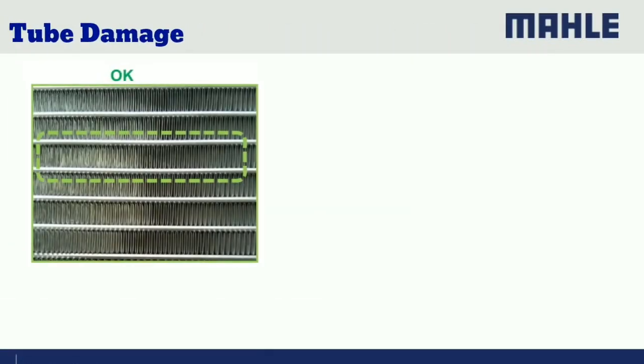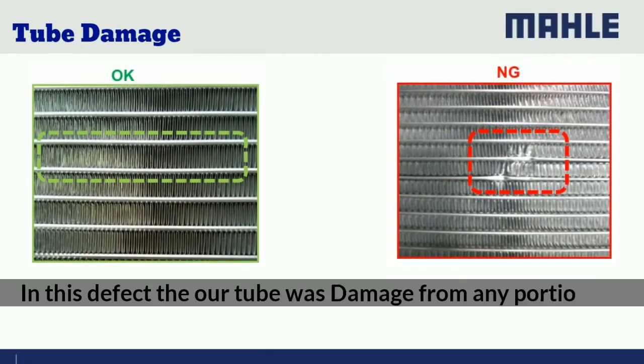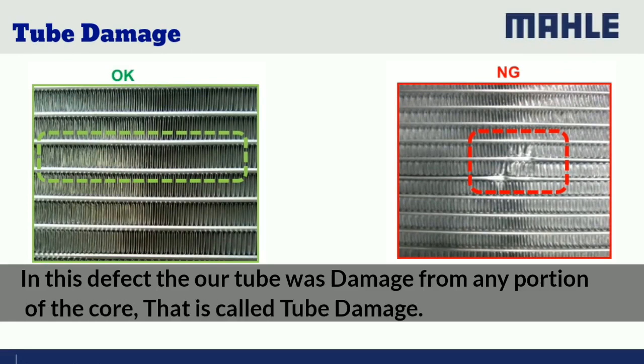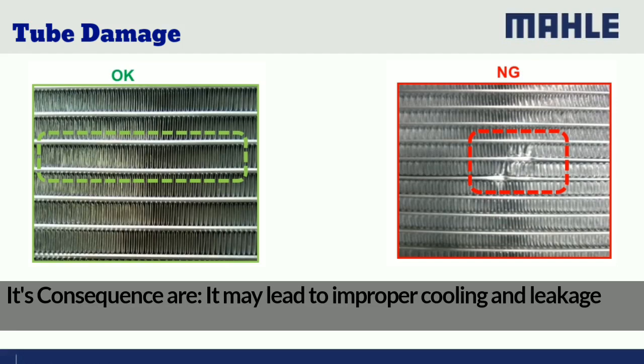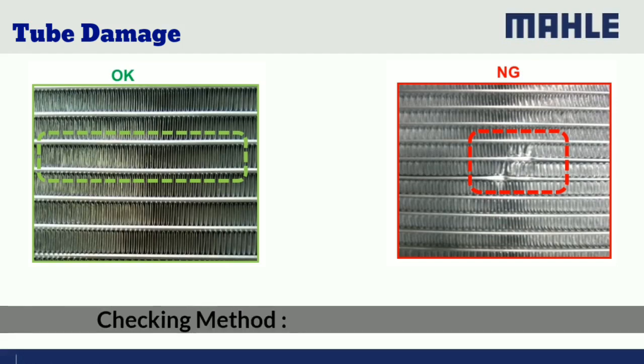Next is tube damage. In this defect, our tube was damaged from any portion of the core, that is called tube damage. Its consequences are that it may lead to improper cooling and leakage problems. Its checking method is visual.